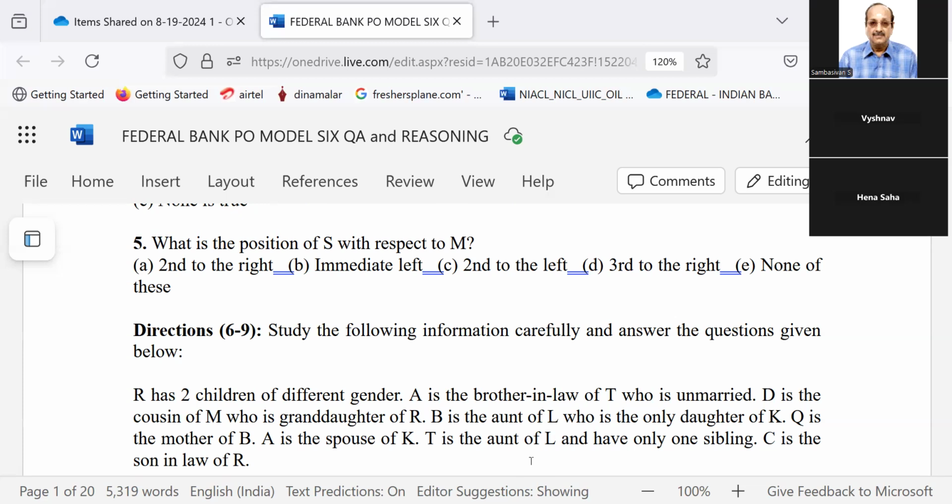Study the following information carefully and answer the questions given below. R has 2 children of different gender. A is the brother-in-law of T, who is unmarried. D is the cousin of M, who is granddaughter of R. B is the aunt of L, who is the only daughter of K. Q is the mother of B. A is spouse of K. T is the aunt of L and has only one sibling. C is the son-in-law of R.